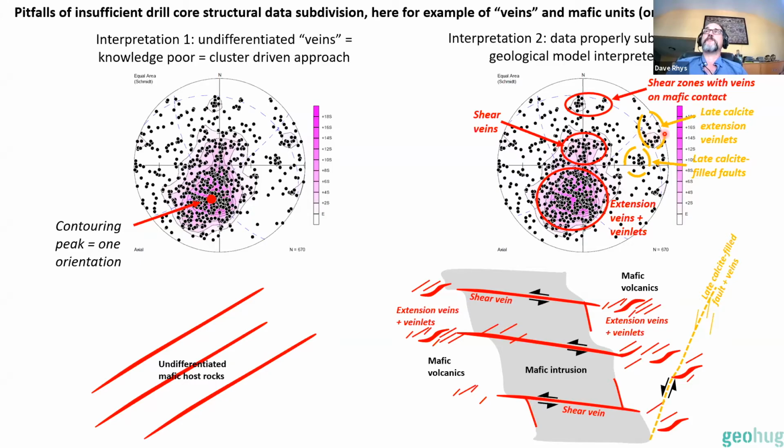These are later structures, calcite-bearing veins, but if everything's coded as veins, you don't have the benefit of seeing that. So by subdividing your structural data, you can come up with a model like you see on the lower right, which is a classic model for a lot of orogenic gold deposits. Wallaby in Western Australia, for example, would be an example of this type of geometry.